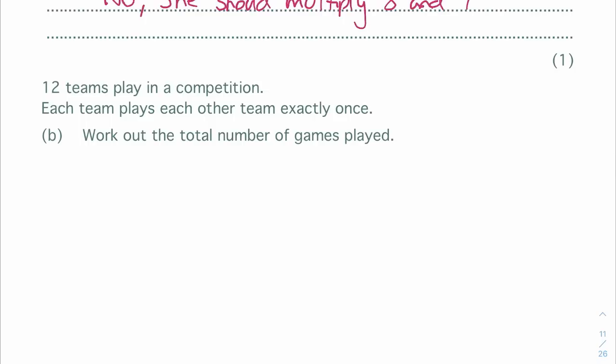Well, what we have here is 2 games that are going to be played. So in the first pick, there are 12 teams. They can't play themselves, so on the next pick, they're only going to be able to play against 11 other teams. So we would times them together. So 12 times 11 is equal to 132.